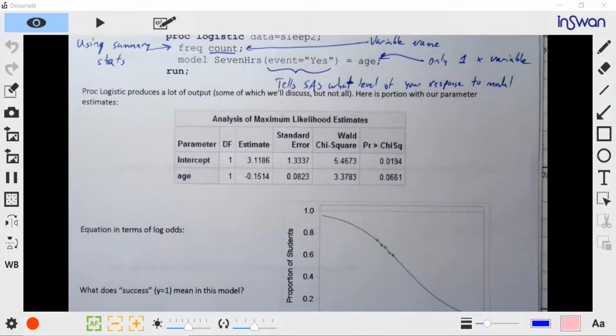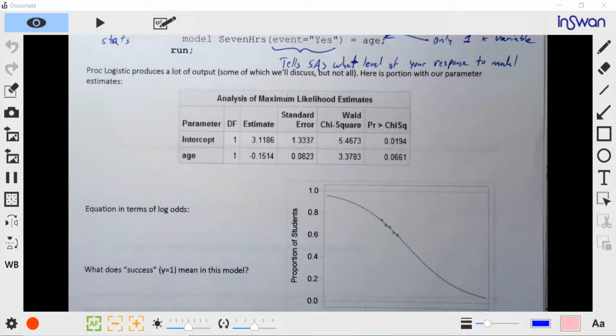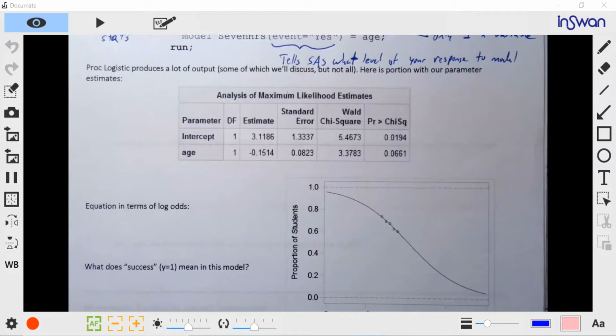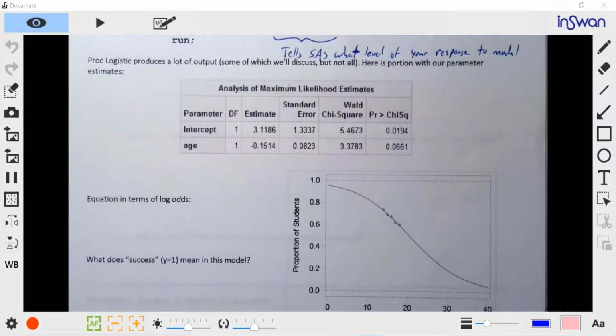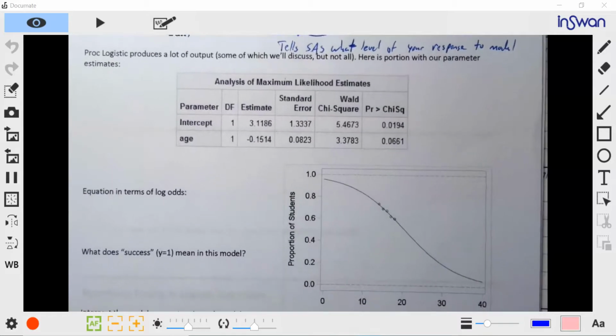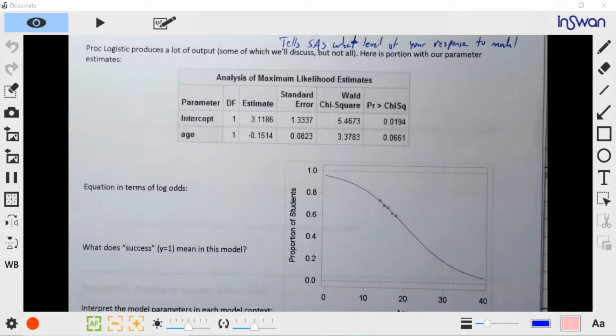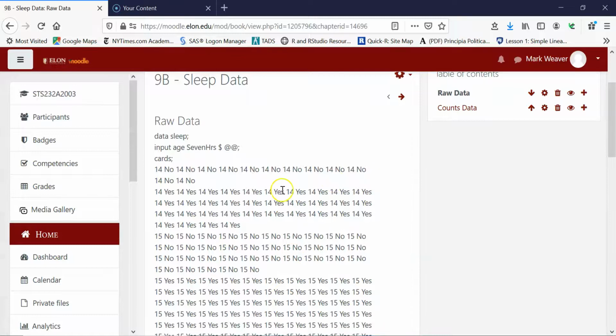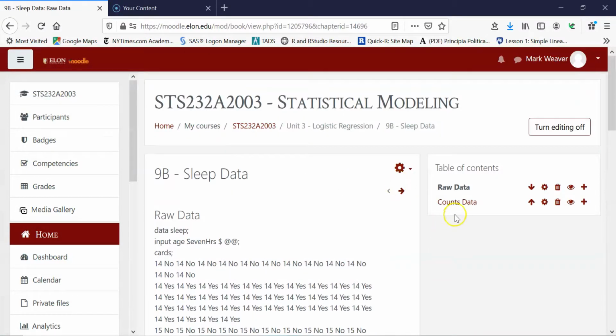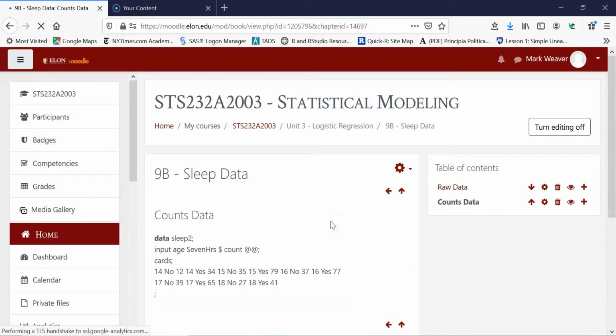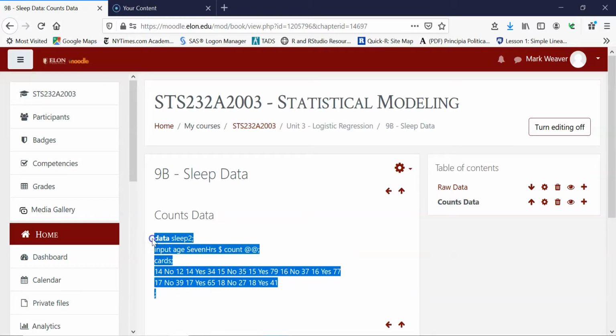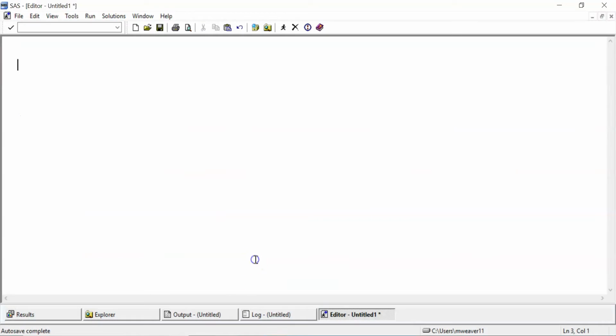As you'll see, proc logistic produces a lot of output. We'll discuss parts of it, but we won't discuss all of it. But here's a portion that includes our parameter estimates. I'm actually going to go ahead and do this in SAS because I think it's worthwhile. I could copy my raw data, but I'm going to use the counts data version of the sleep data and plug those into SAS.